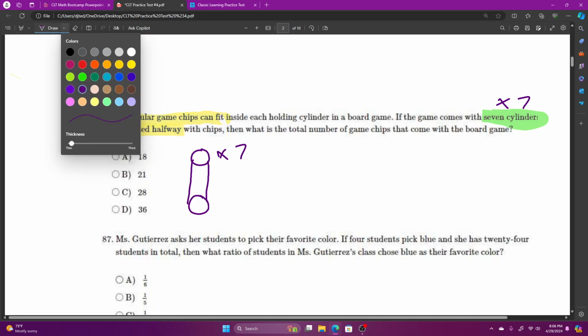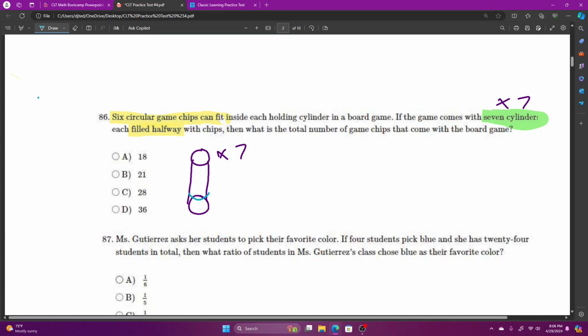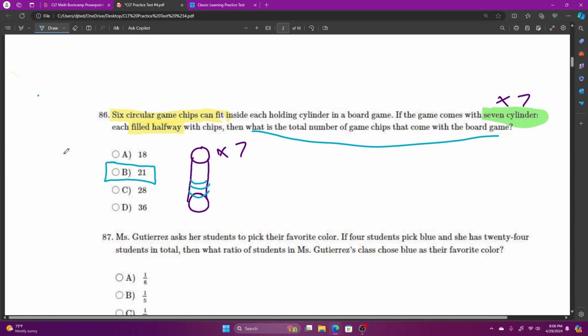Let's see. It can hold 1, 2, 3, 4, 5, 6. But like we said, it's only filled halfway. So we're going to take out half of them. So there's only 3. So what is the total number of game chips that come with the board game? So we have these 3 times the 7 cylinders. So 3 times 7 is 21.